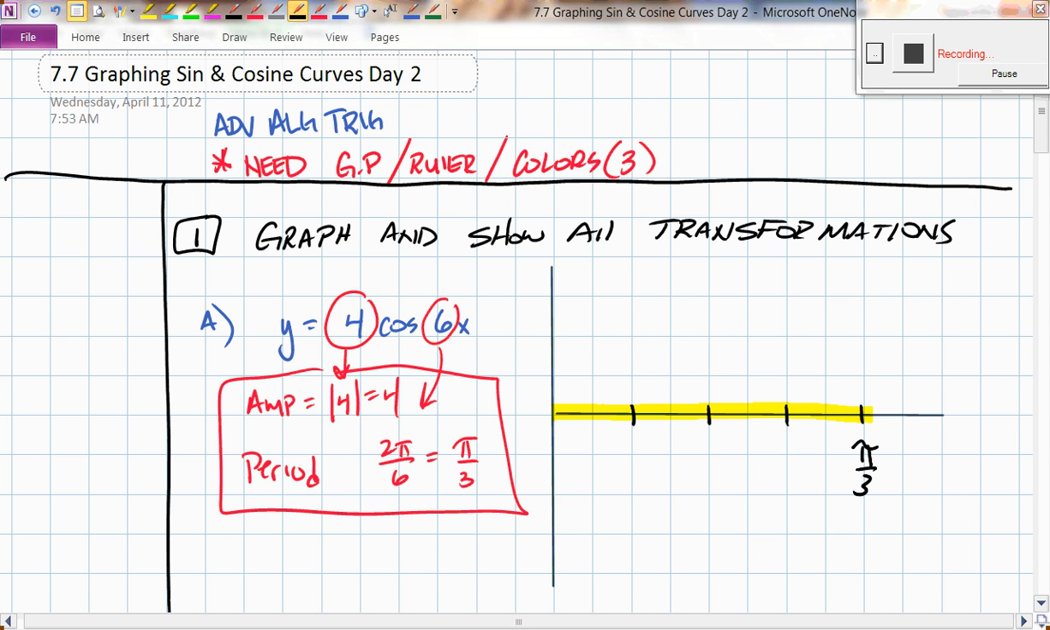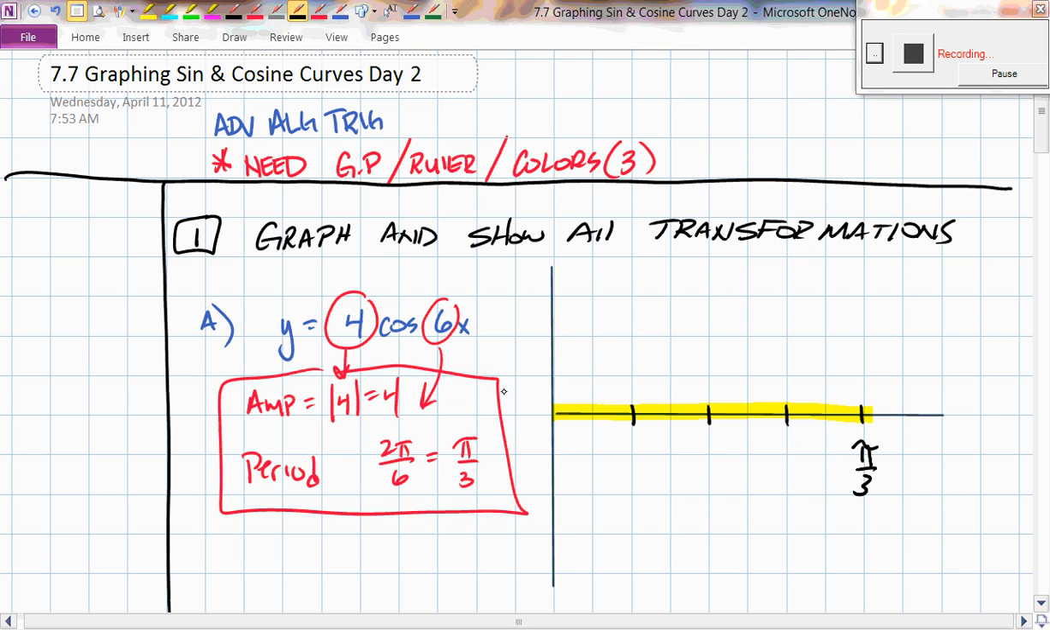Let me ask you a question. How do I scale this x-axis if I have to start and end on pi over 3? Divide pi over 3 by 4. That's right. What would that give me? Pi over 12. There's an easier way to do it, but it's the same idea.